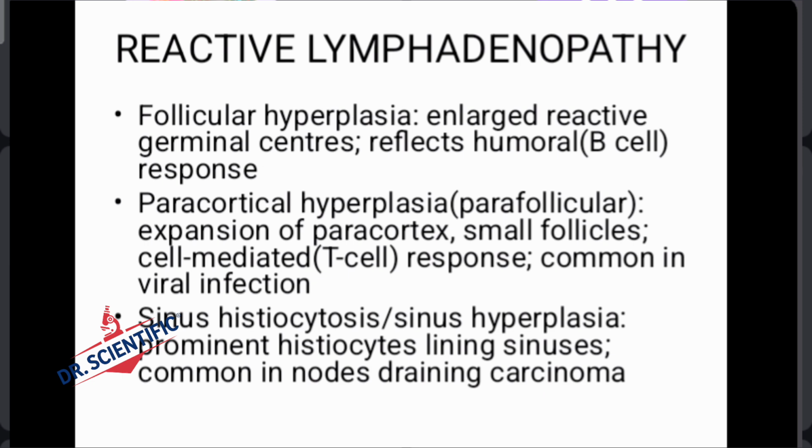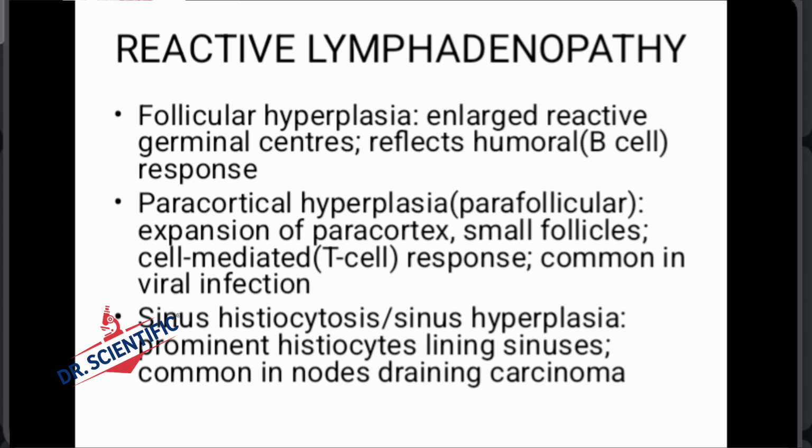So you can have follicular hyperplasia. We talk about the follicles in the anatomy that we looked at of the lymph node. There were the follicles. So in this case, and we know what hyperplasia is, basically there is an increase in the number of those cells. So enlarged reactive germinal centers, and this one reflects a humoral B cell response. Remember, B cells are the ones that produce antibodies. So when there is that humoral or B cell response, there tends to be follicular hyperplasia within the lymph node.